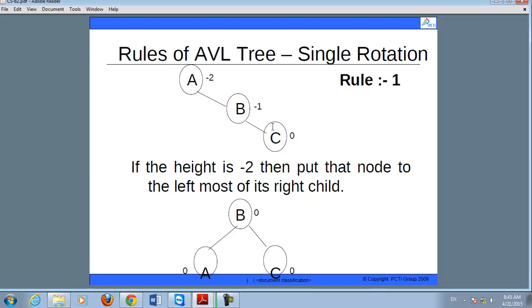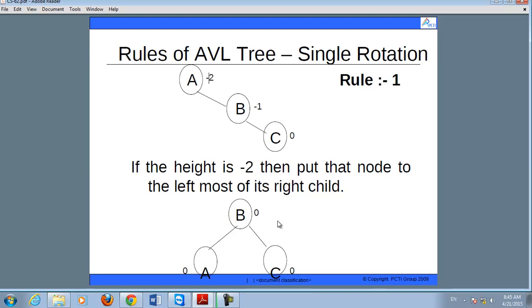Here the node C and node B have balancing factors equal to 0 and -1. It means these are balanced, but the balancing factor of A is -2. Then you have to perform the rotation operations to make this tree a balanced tree. Now, if the balancing factor is -2, then if we rotate it, you can rotate it like this. We rotated it.